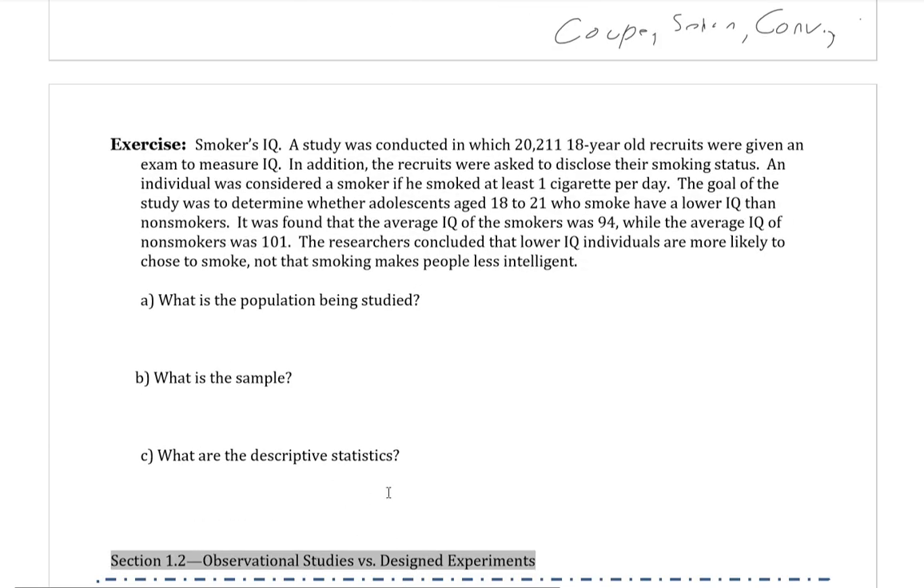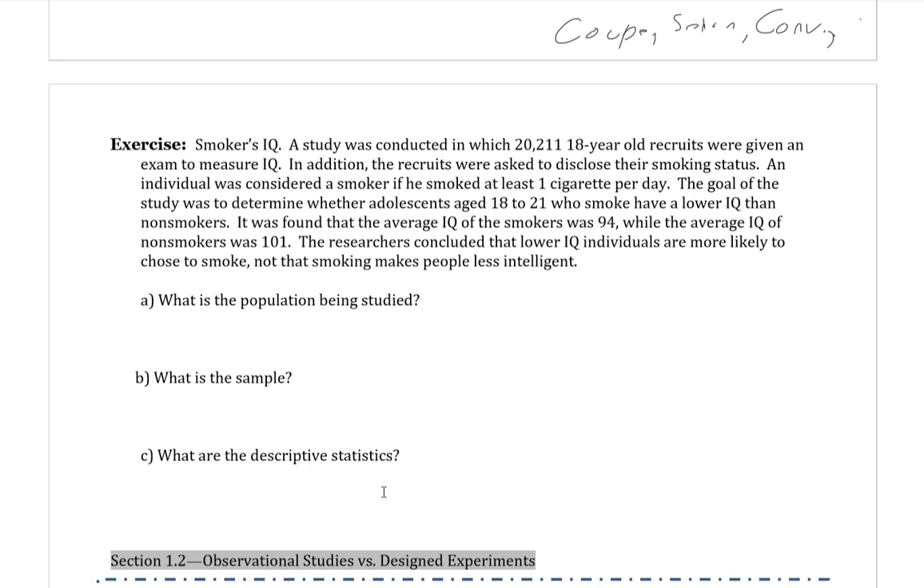Last example here, and then I want to talk about one more thing before we end. Smoker's IQ. A study was conducted in which 20,211 18-year-old recruits were given an exam to measure IQ. In addition, the recruits were asked to disclose their smoking status. An individual was considered a smoker if he smoked at least one cigarette per day.